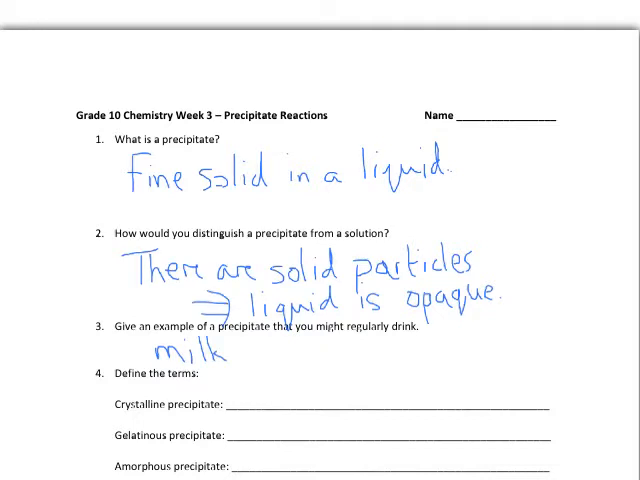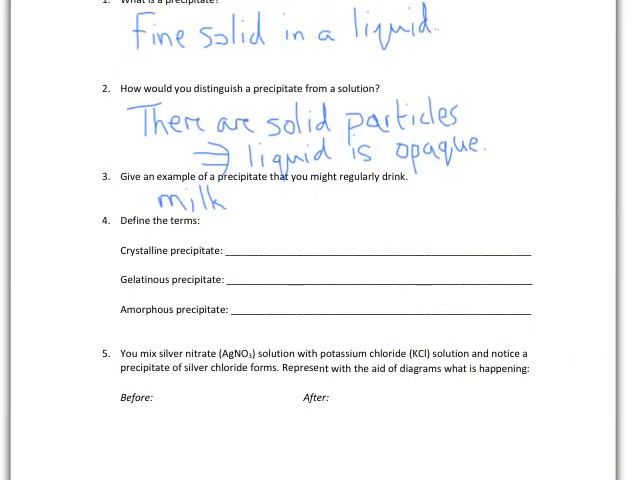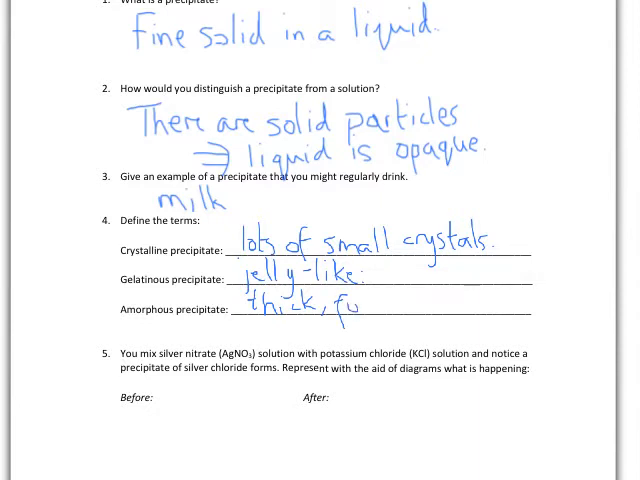Let's go up a little bit. Right. The crystalline precipitate consists of lots of small crystals. The gelatinous precipitate is jelly-like. Looks like there's a jellyfish in there, or a blob of jelly in there. And the amorphous precipitate is thick, and it's kind of formless. It's one big mess. It doesn't consist of little things inside.